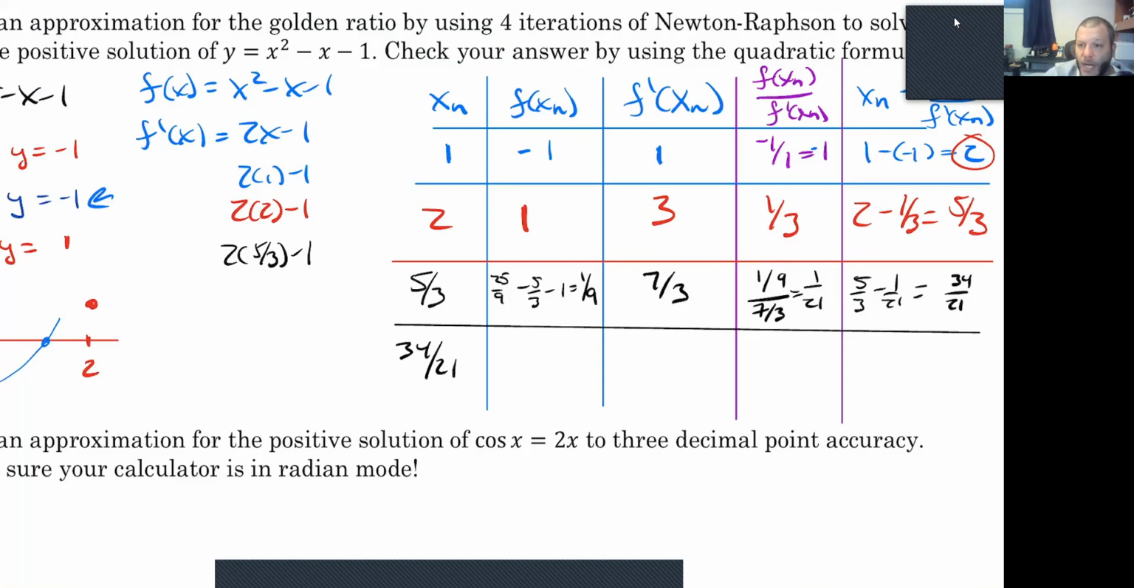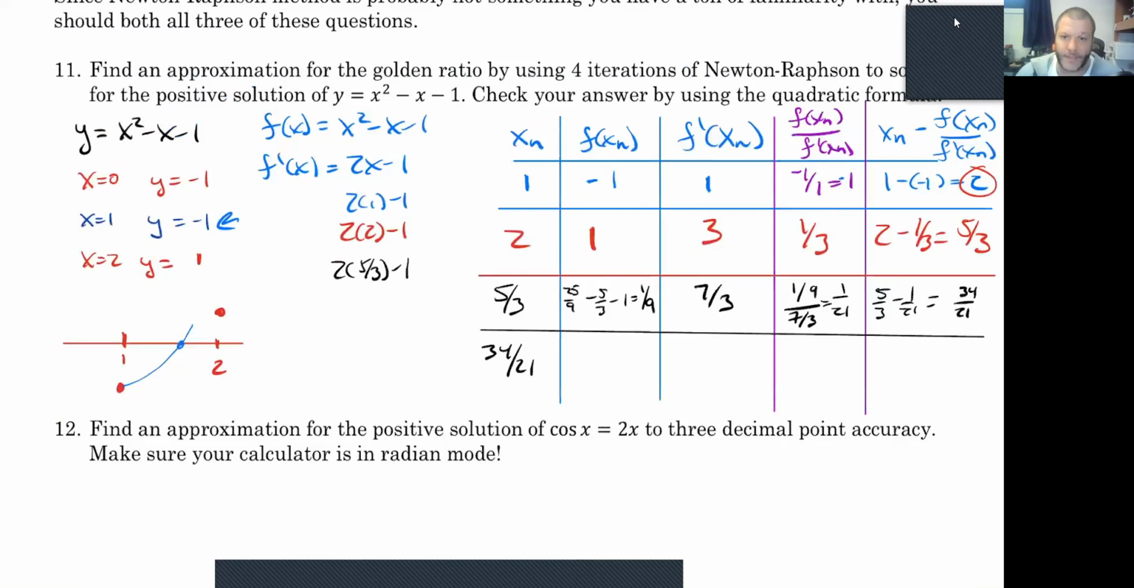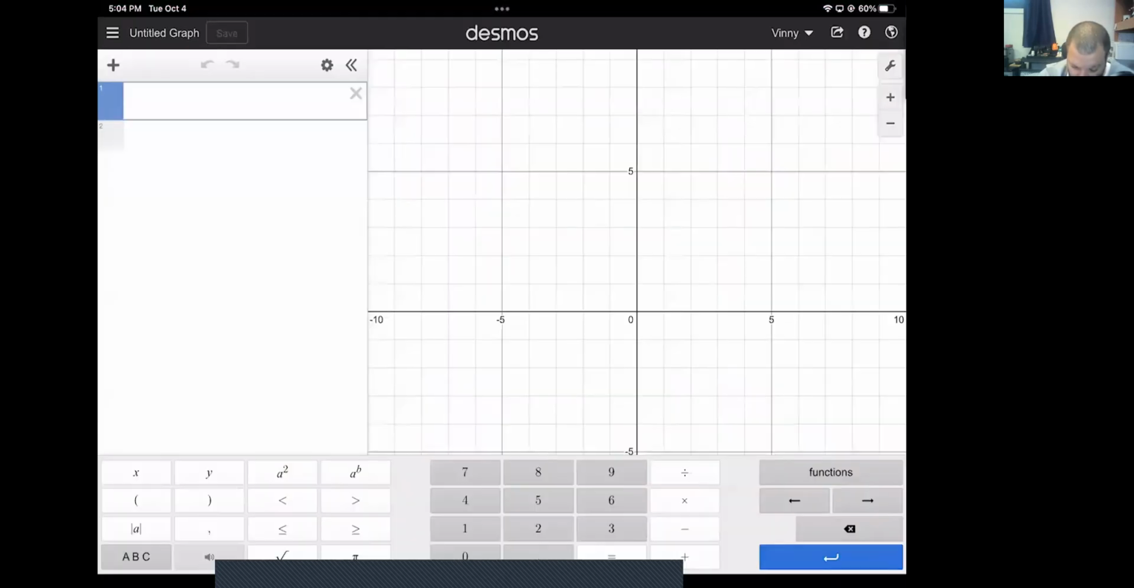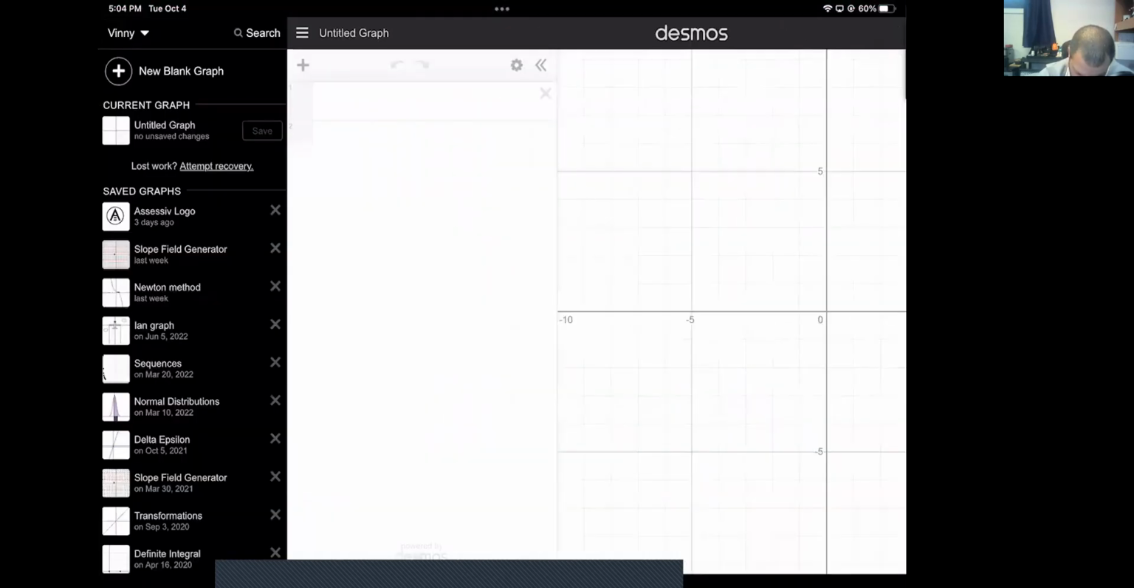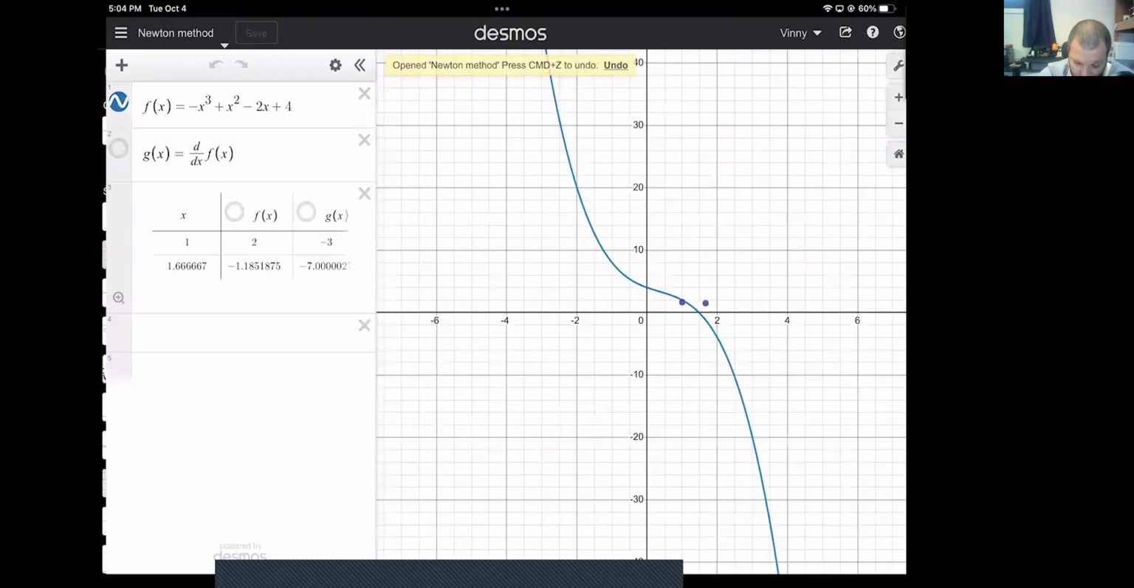So I'm going to just kind of cheat a little bit here because obviously I'm going to use technology. So 4 iterations, right? We do one more iteration with this and whatever happens, happens. So if I go to Desmos, hopefully you save this thing. There we go, Newton method. We can put it in our function.